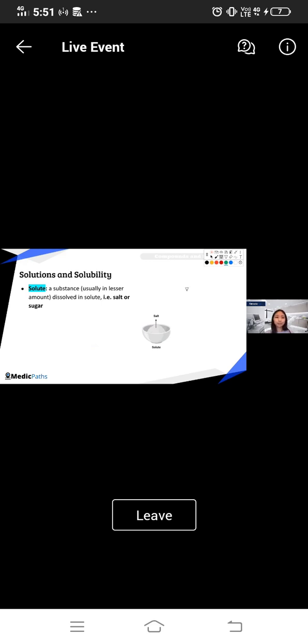because we're going to cover this in mixtures later on. So solute, okay, these are some terminologies you need to know. Solute is a substance, usually in the smaller amount, okay, but don't worry about that. It's a substance dissolved in a, oh dear, okay, sorry, solvent. This should be solvent, i.e. salt, for example, salt or sugar, okay?